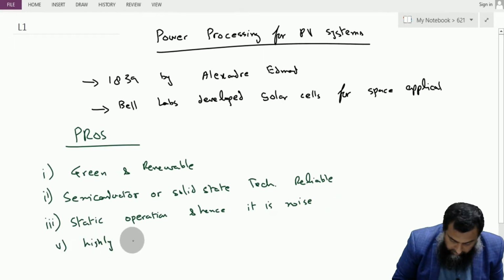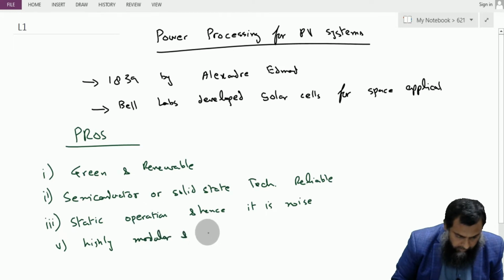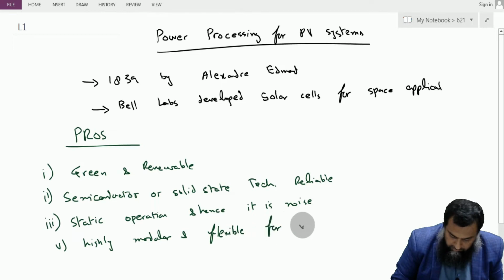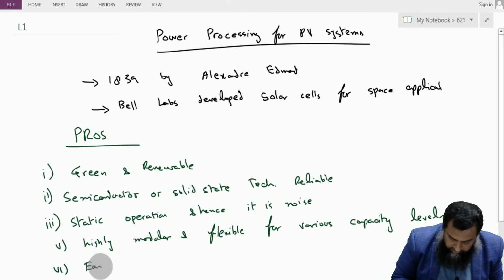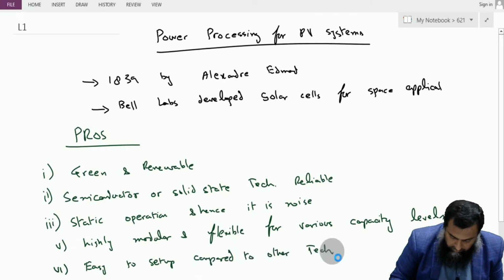It is highly modular, and therefore it is flexible for various capacity levels. It is easy to set up compared to the other technologies.